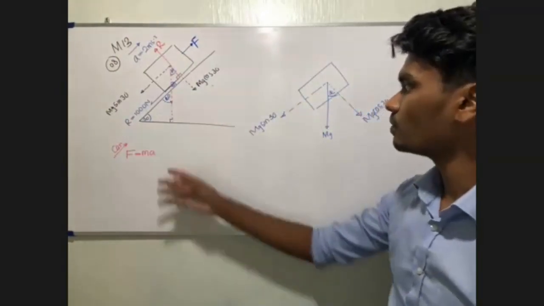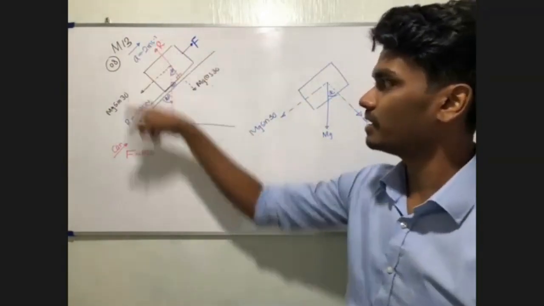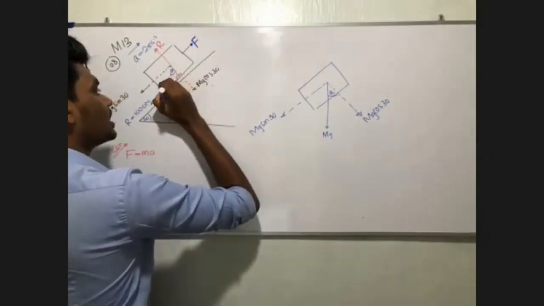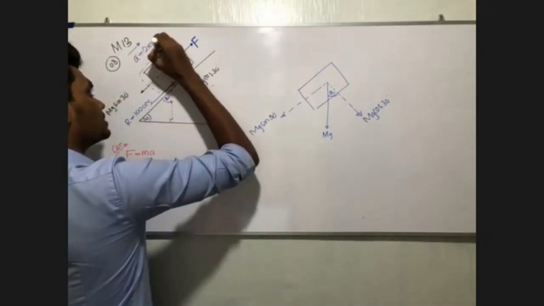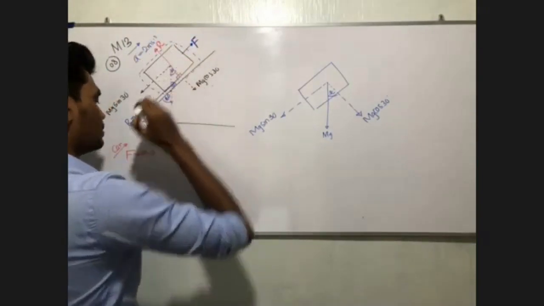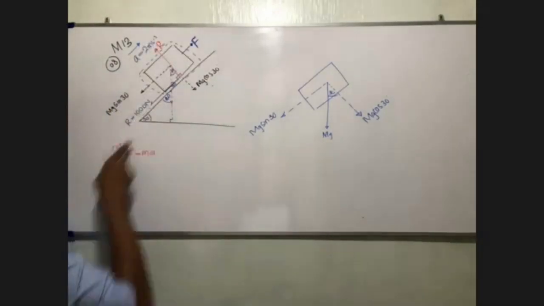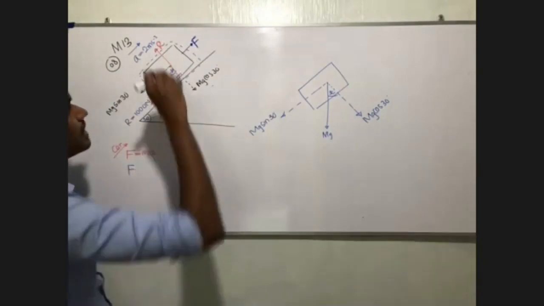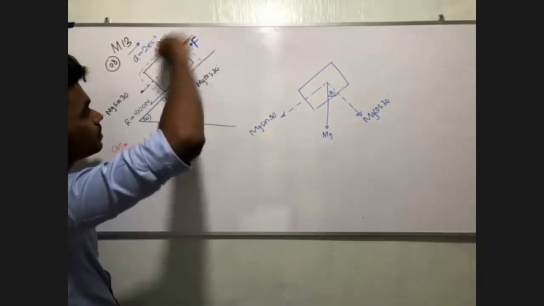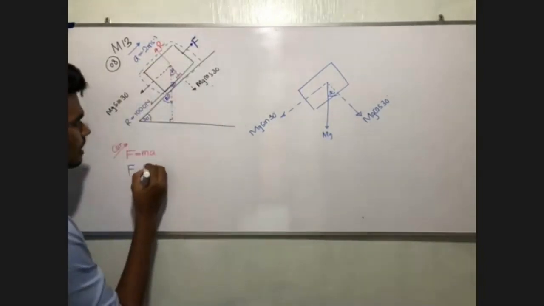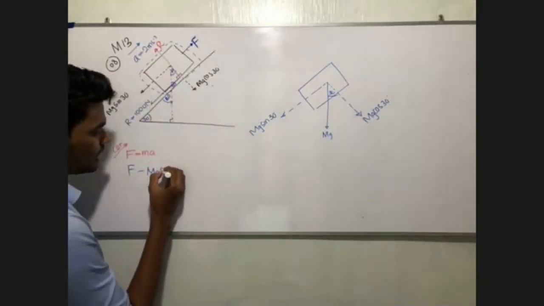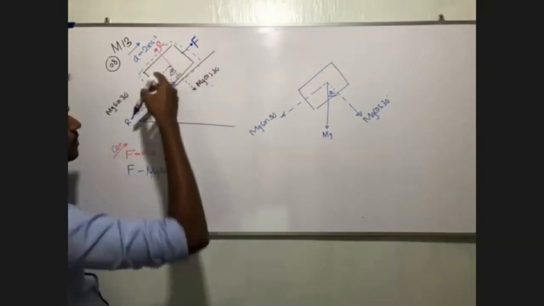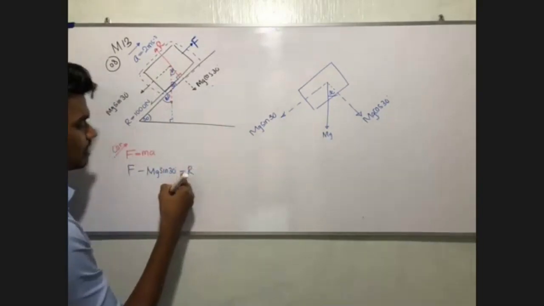Right. Now, we can easily apply F equals ma to this object. Let us consider the car. This is the car system, right? We're going to apply F equals ma along the plane. What is the upward force? Capital F. Is there any other upward force? No. What is the downward force? Minus mg sin 30. Also, there is another downward force. What is it? Minus R.